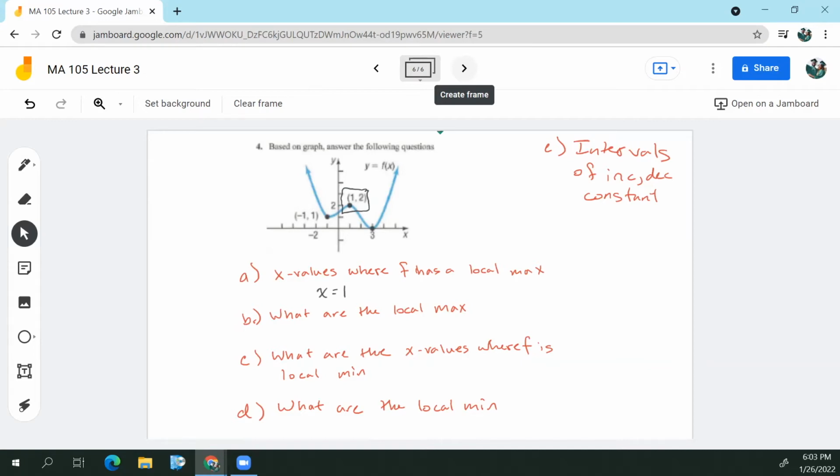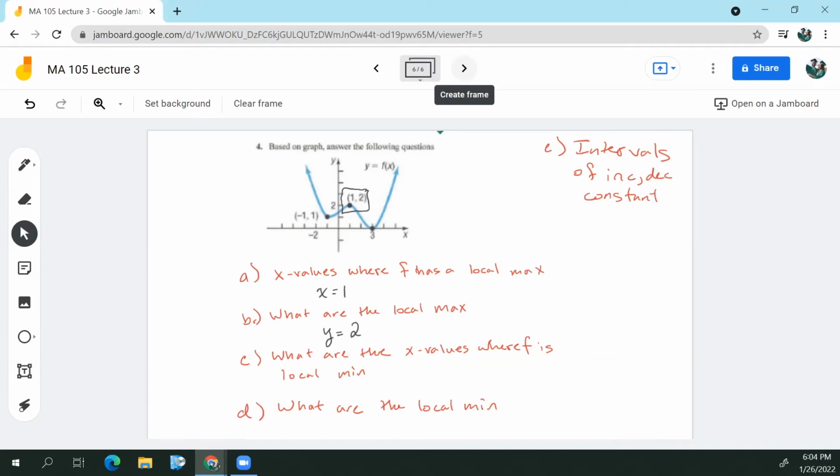What is the local max? The local max is actually 2. Because when we say what the local max actually is, if I say something like, what is the value of the local maximum, it's talking about the y value there. What's the value of the local maximum? It is 2.